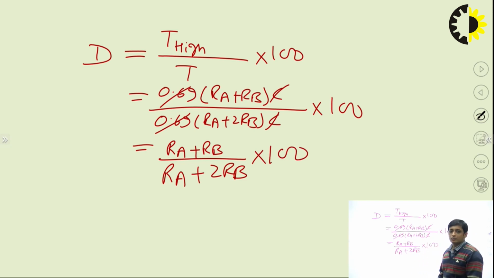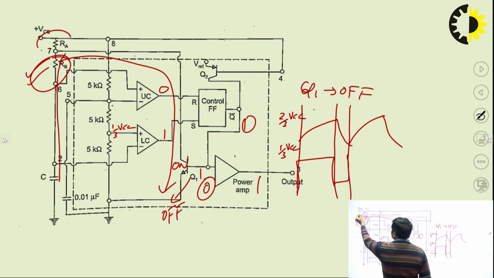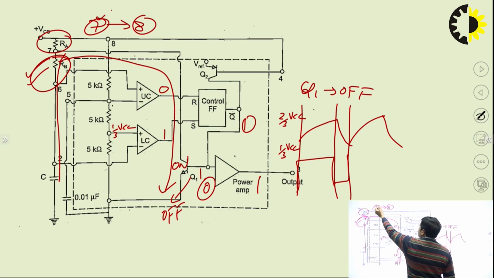Now we know that for a square wave the duty cycle is 50%. So to make the duty cycle 50%, you can see that if in this equation we put RA equal to 0, then the duty cycle will be 50%. But we don't do that because it is very dangerous. Why is it dangerous? If we put this RA resistor equal to 0, it means that we are shorting pin number 7 to pin number 8 directly, and pin number 7 is connected to the collector of this Q1 transistor.